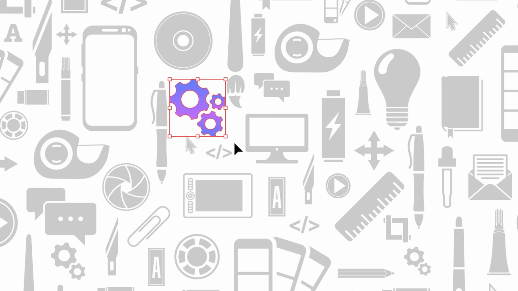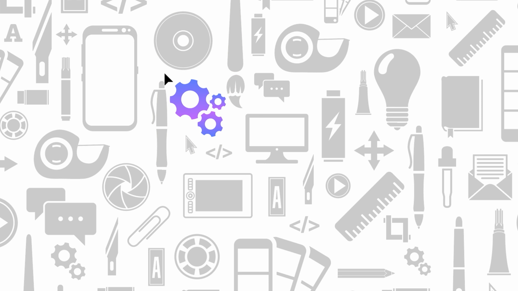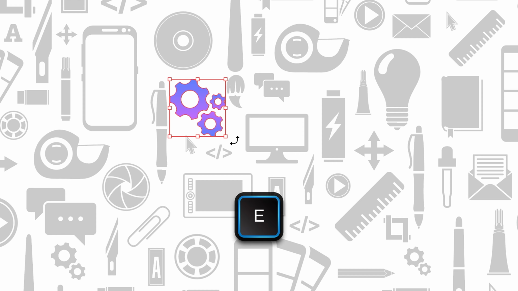So I'll show you that one more time. Drawing a normal selection marquee around our gears, I end up selecting all of these other shapes around them. But if I do the exact same thing, but tap the E key before I release the mouse, now Illustrator only selected the gears that were fully inside of that marquee, saving you a lot of time and hassle when selecting specific objects on your artboard.